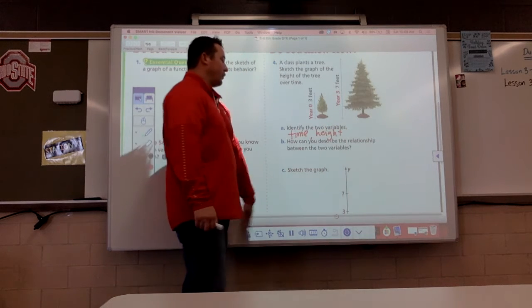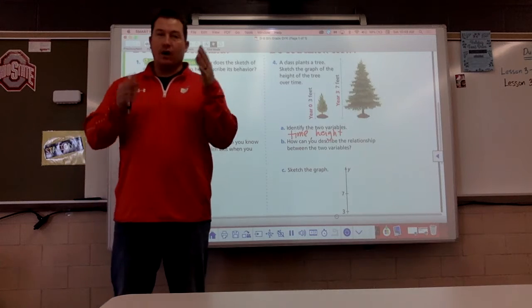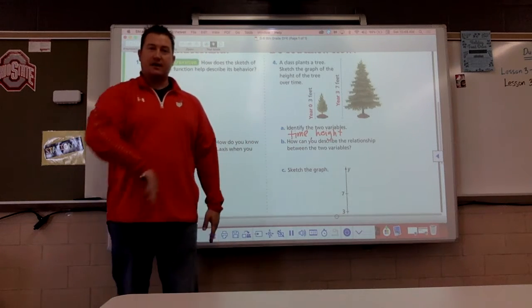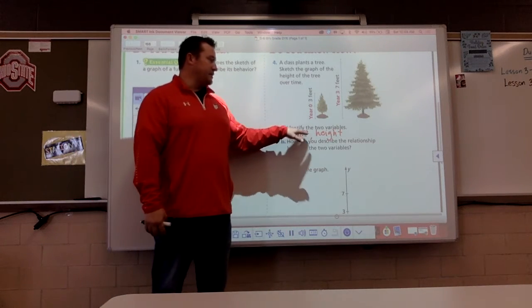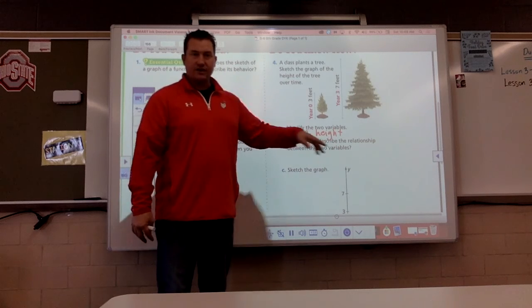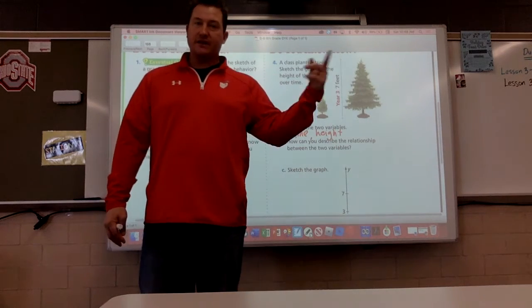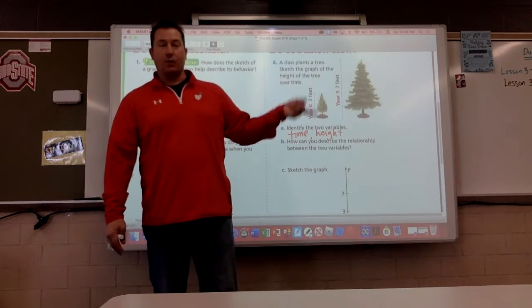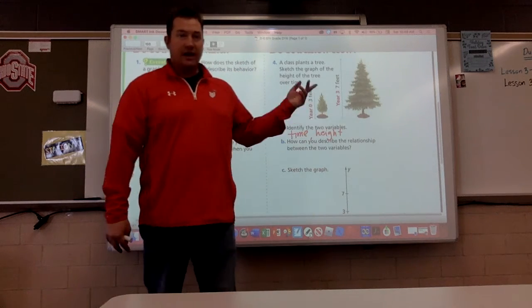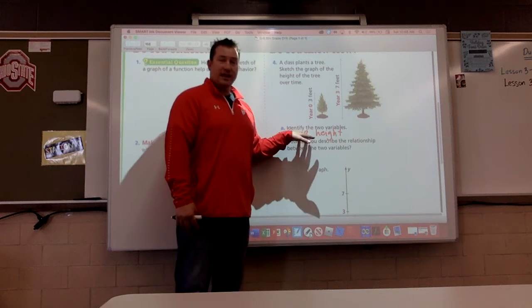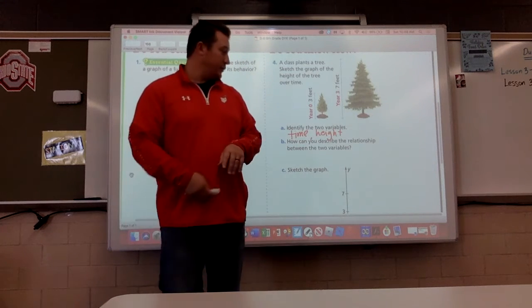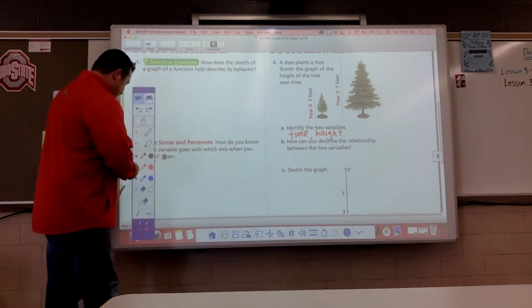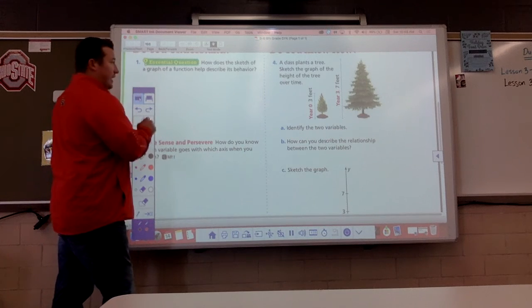I know, you want to know which variable goes where. Well, think about it this way. Remember that y depends on x thing? Guys, does the time depend on the height? Or does the height of the tree depend on the time? Yeah, that one makes sense. That's how you know height is the y variable or dependent variable, and x or time is the independent variable. Okay?